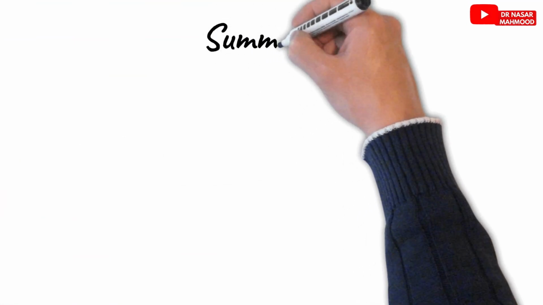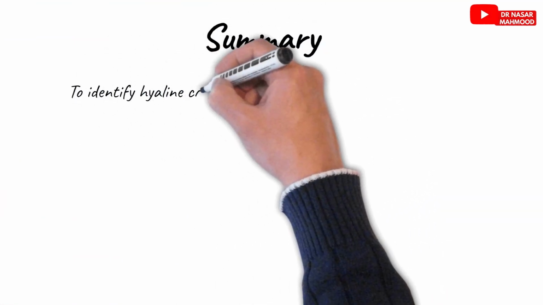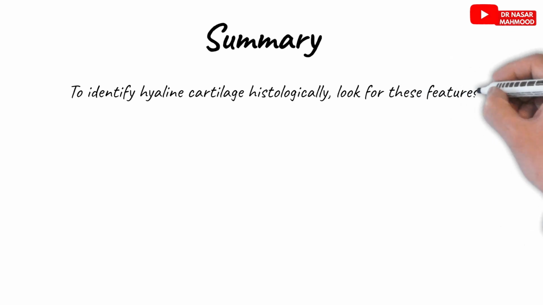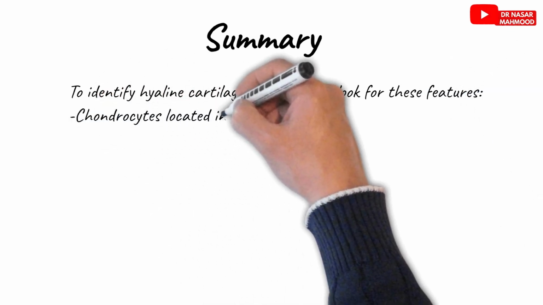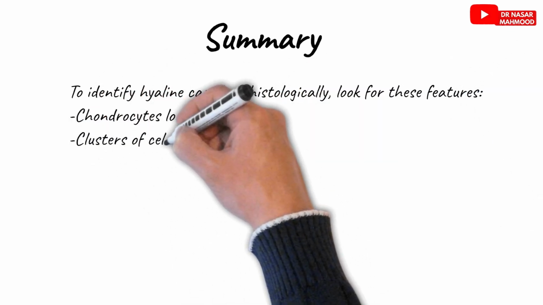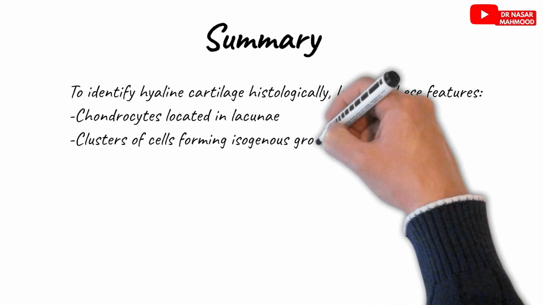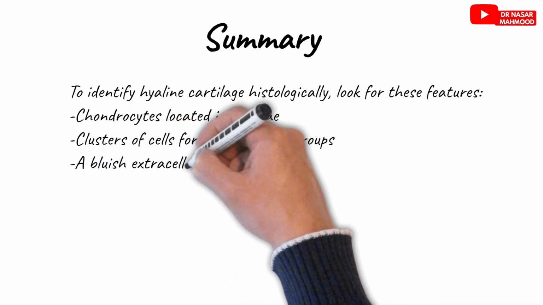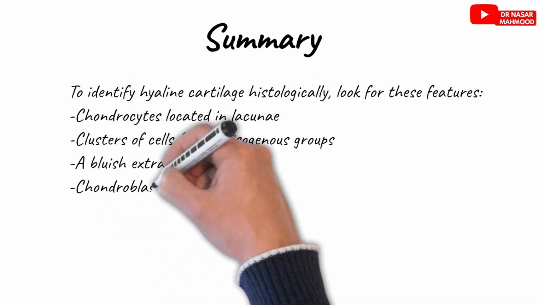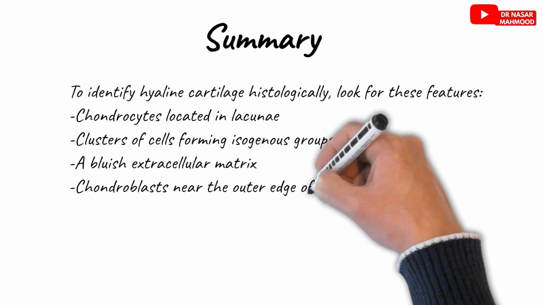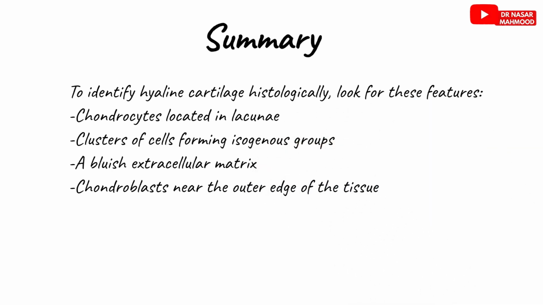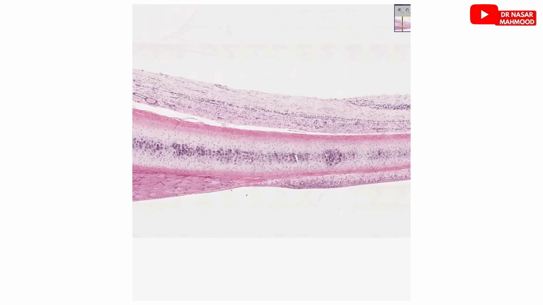So in summary, to identify hyaline cartilage histologically, look for these key features. Chondrocytes located inside the lacunae, clusters of cells forming isogenous groups, a bluish extracellular matrix, chondroblasts near the outer edge of the tissue. These characteristics give cartilage its distinctive appearance. And now that's the classical histological appearance of hyaline cartilage done, the most common cartilage type in the body.